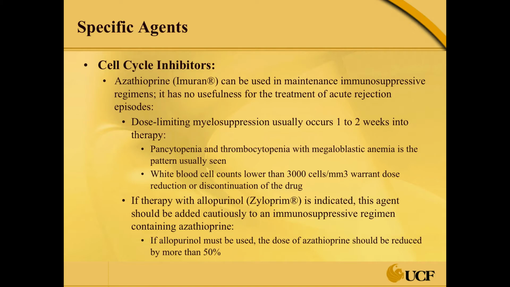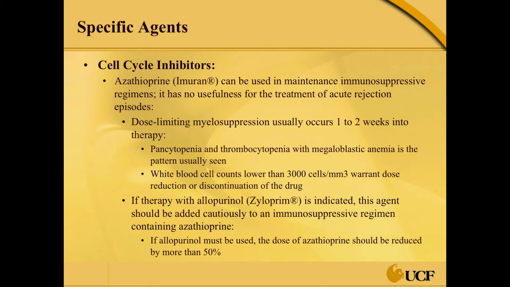It usually manifests as a pancytopenia and thrombocytopenia with megaloblastic anemia. White blood cell counts lower than 3,000 warrant a dose reduction or discontinuation. There is also a significant interaction with allopurinol. Remember that allopurinol is a drug that is used to manage gouty arthritis. So if a patient is on that particular agent, then we need to be very cautious in using Imuron. If it is used, we need to reduce the dose by about 50%, okay?